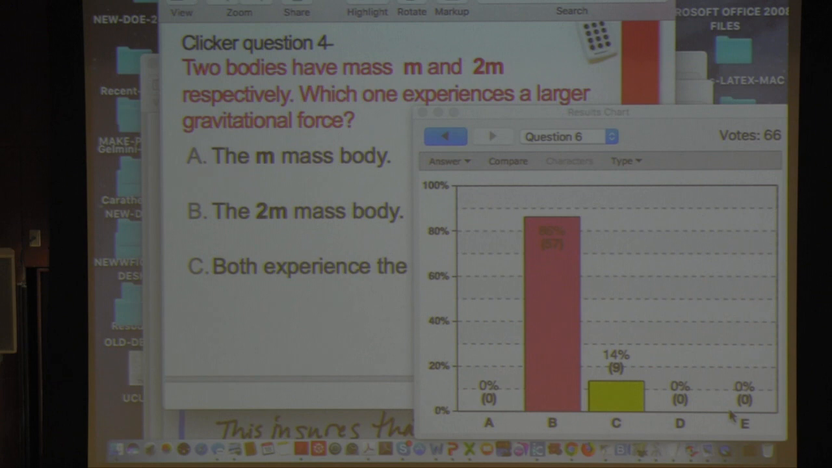Okay. Who wants to explain this? Anybody wants to explain this answer? Yes? So, you know that the gravitational acceleration is the same, but force is mass times acceleration, so you have a larger mass and a larger force. The acceleration is the same.